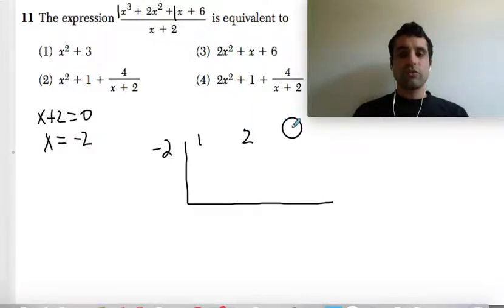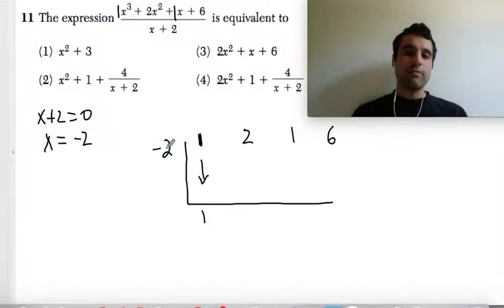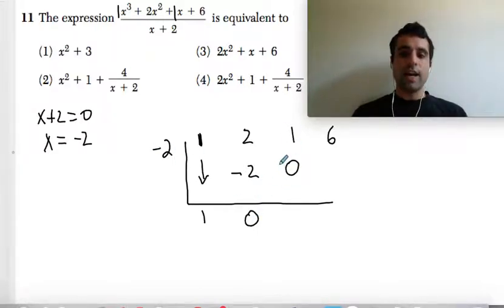So all you do is you write those coefficients in here, and this is going to work basically opposite of long division, where you just bring down first the 1, and instead of dividing, you multiply. So negative 2 times 1 is negative 2. Then you add 2 plus negative 2, 2 minus 2 is 0. You multiply again, anything times 0 is 0, then you add, and you get 1. Multiply again, you get negative 2. 6 minus 2, or 6 plus negative 2, is 4. So this is your remainder, right?